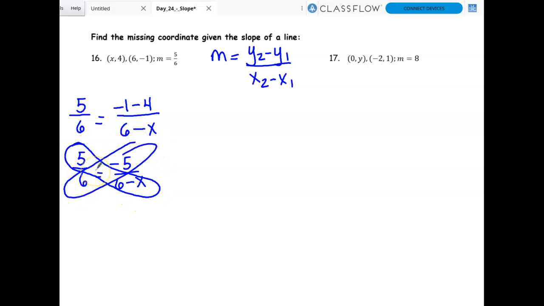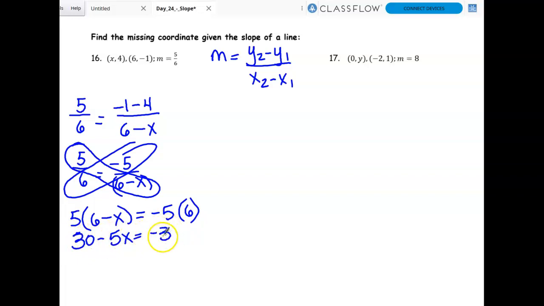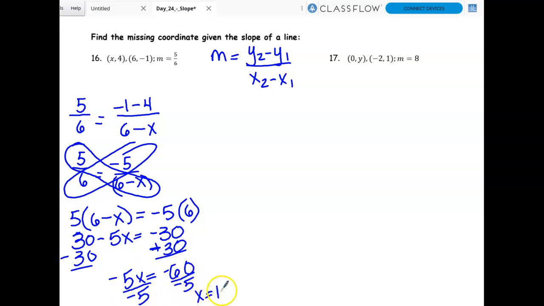Products means multiplication. It means we take the numerator of 1, 5 times 6 minus x, don't forget to distribute, equals -5 times 6. We distribute: 30 minus 5x equals -30. We subtract 30 from both sides, and we get -5x is equal to -60. And then we divide both sides by that -5. Our missing coordinate is 12.